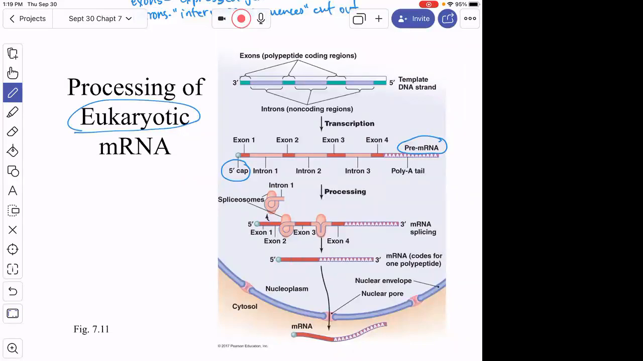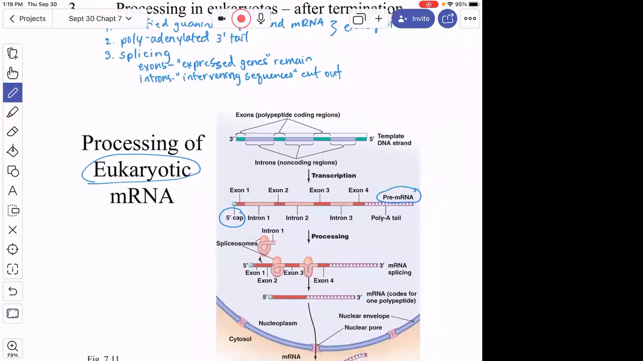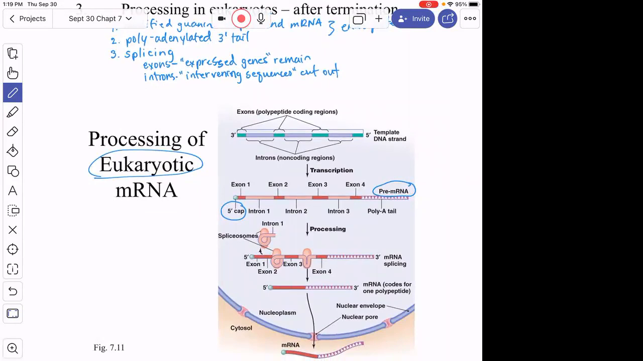Yes, question. Oh, that part right there. Yeah, okay, I'll make that a little smaller like that.